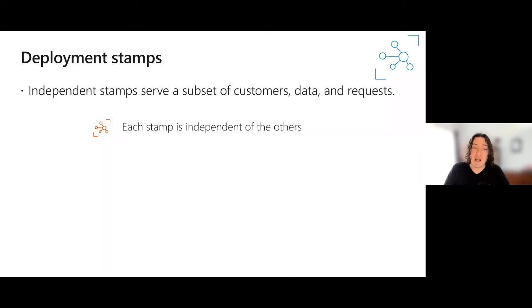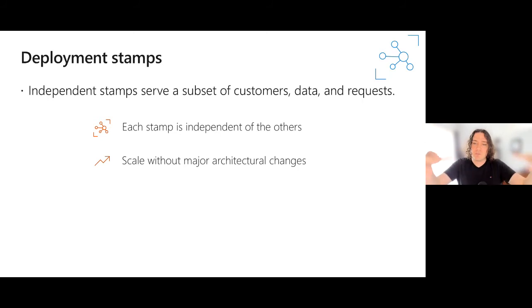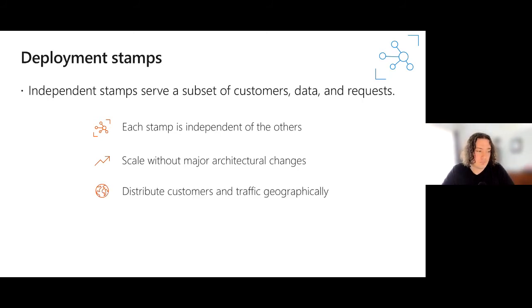So if we decide to update just one of our stamps, we can do that, or we can roll our updates across our stamps gradually to verify that they're safe. We can also potentially make use of this deployment stamp pattern without having to significantly change our architecture. So we don't necessarily have to completely throw away everything we've done.